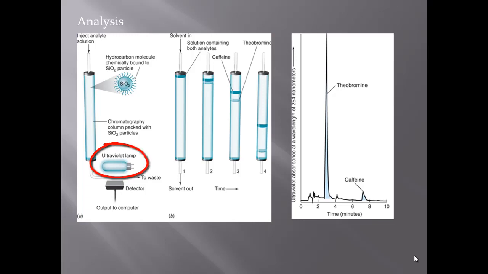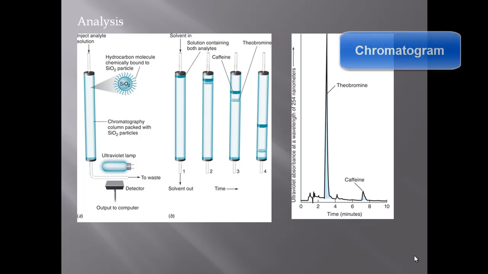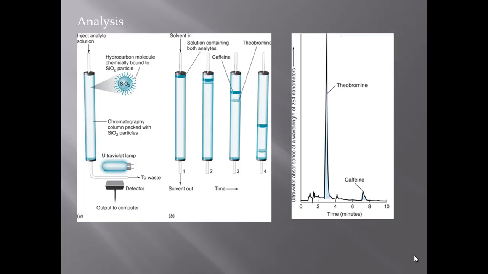As the compounds come out from the column, they absorb this radiation that's emitted from the lamp in the figure here that I'm showing you on the left. The graph of the detector response versus time, which is on the right, is called a chromatogram. And you can obviously see that the theobromine and caffeine are the major peaks in the chromatogram. Any other small peaks you see there are probably just other components that might have been in the aqueous extract of the chocolate.